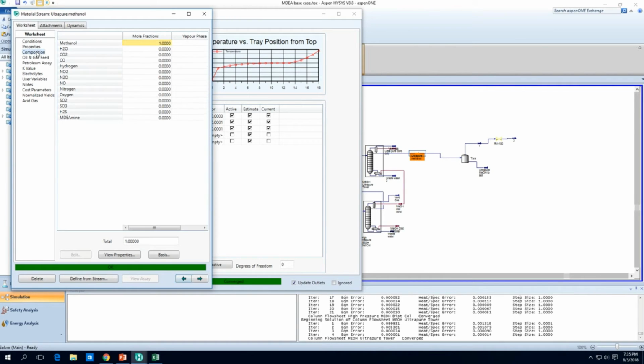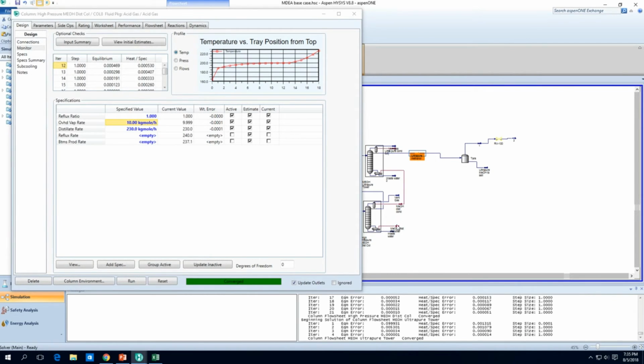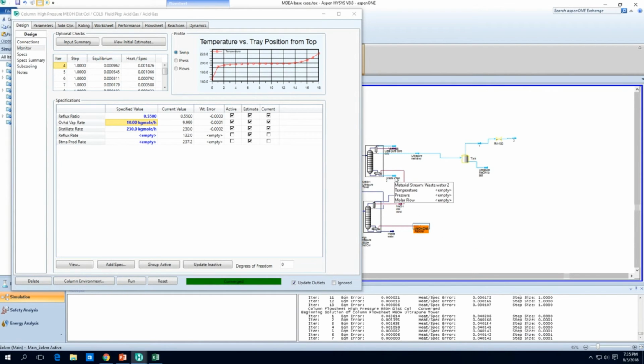So let's see how much. It was still at 1, so just now the duty was about 7,000. Now you can reduce it to about 5,000. And this is all your steam is going to come here. Alright, so let's reduce the reflux ratio a little more, maybe 0.55. So you can see how much energy savings we can actually do with this thing.